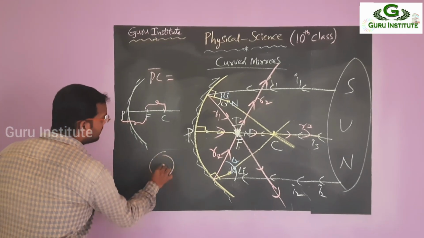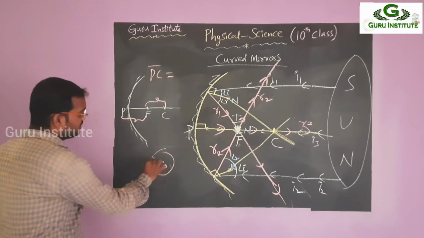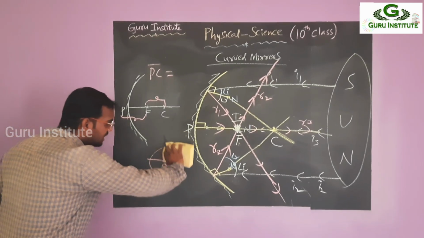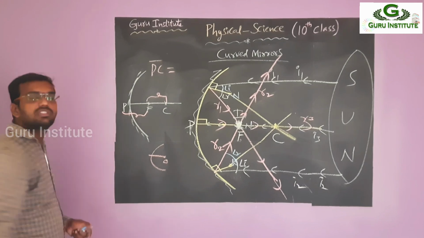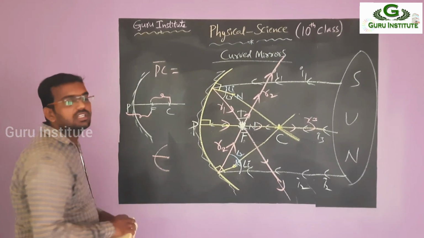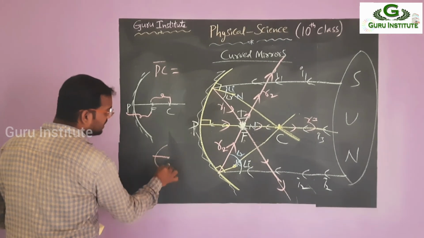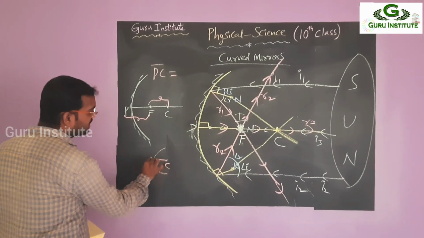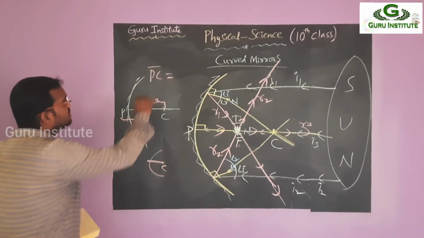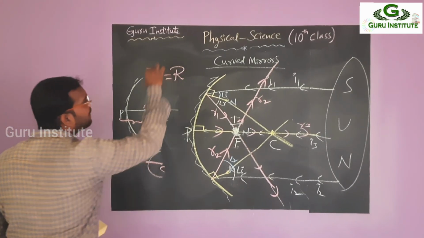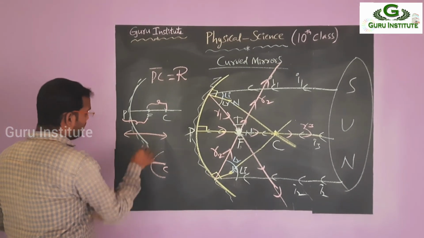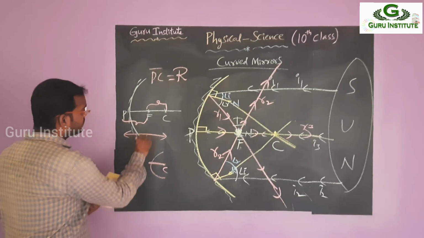In a circle, suppose this is the center of the circle. This distance is called the radius of the circle. But here you are not taking the whole circle. You are taking only some curved part of the sphere. So this is not the center of the sphere, this is the center of curvature. So automatically this is called the radius of curvature. It is indicated by capital R. So this total length is indicated by capital R.